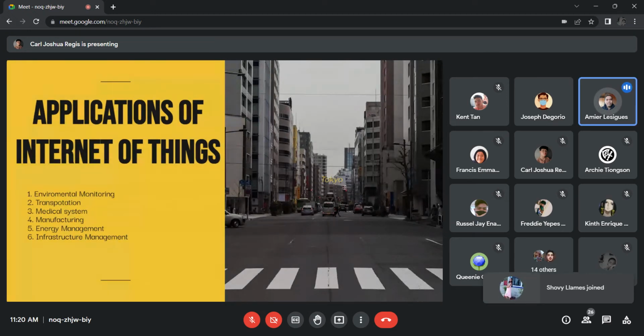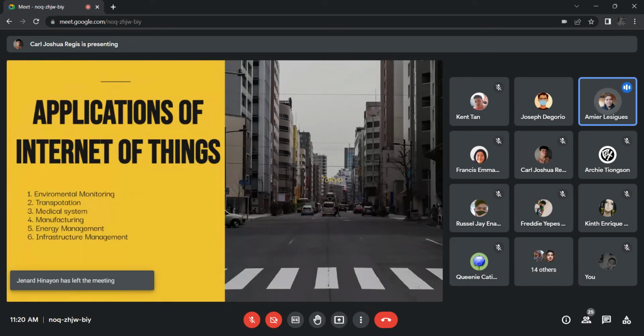So for the applications of Internet of Things, we have environmental monitoring, transportation, medical system, manufacturing, energy management, and infrastructure management.